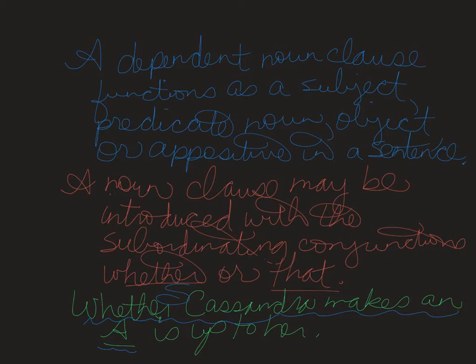Here's an example. Whether Cassandra makes an A is up to her. Whether Cassandra makes an A is our dependent noun clause. The whole clause functions as the subject of your sentence, and the word whether is a subordinating conjunction that starts the clause. Alrighty, next slide.